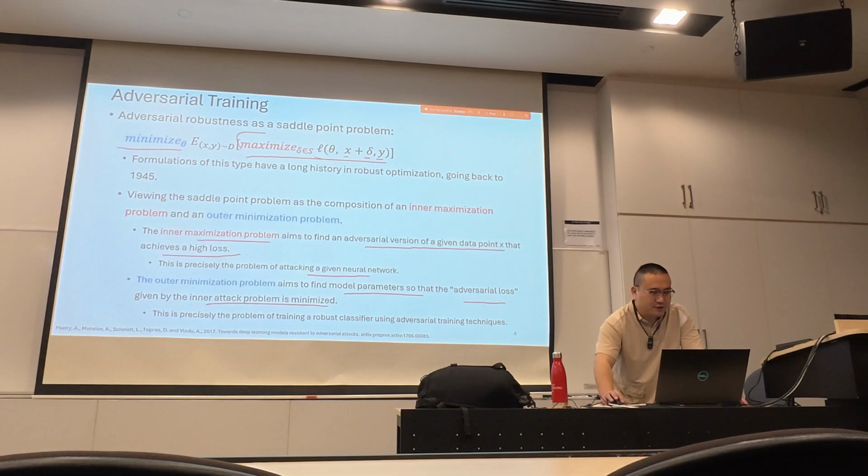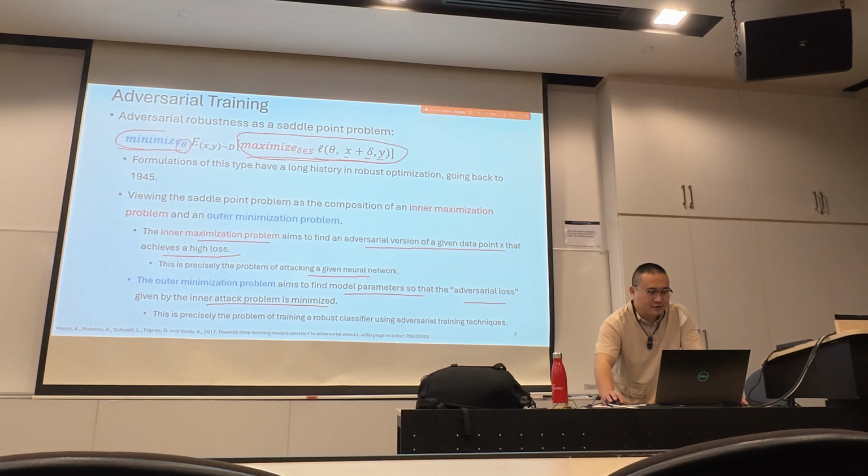Although we want to generate attacks in the inner maximization, at the end, we want the model to be robust against the adversarial samples. Therefore, we still need to do minimization. We want to find the model parameters that can lower the loss value with respect to the attack, so that the model can still correctly classify the attacks. That's the purpose of the outer minimization here. And the outer minimization is the problem of training a robust classifier using adversarial training techniques.